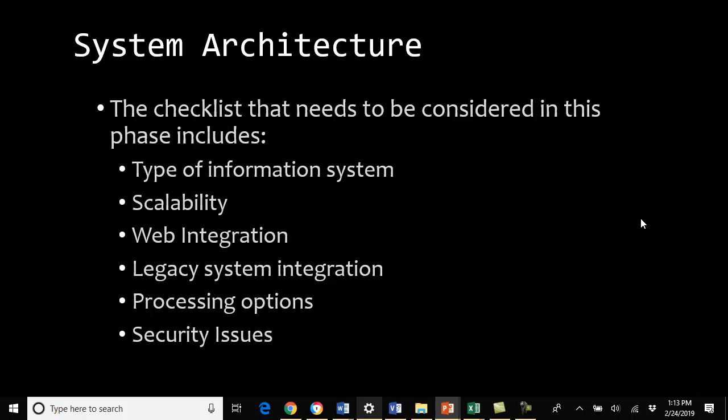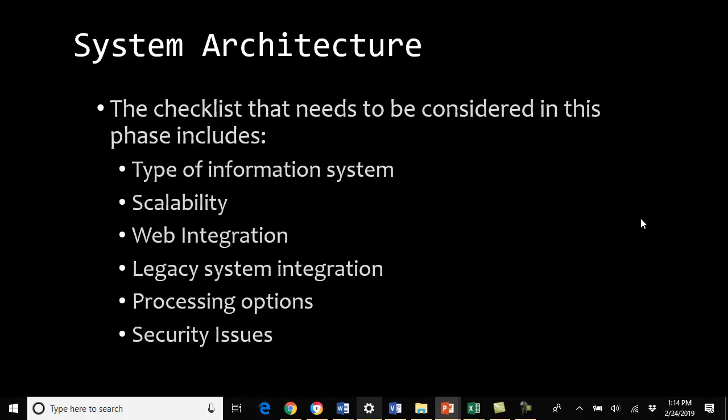So in this case, what we want to consider is the type of information system and the scalability. How is this thing going to grow? Is it going to grow like crazy, or is it going to maintain the certain size it has right now? How is it going to integrate with the web? Does it need to integrate with anything else outside of its platforms or its actual application in regards to the web?